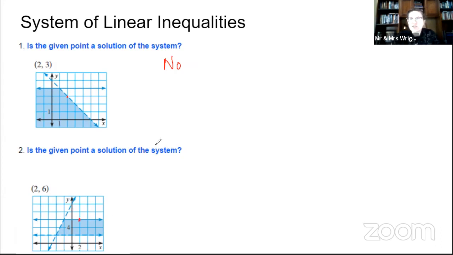Again, it's not in the shaded region. So we have to look at the line itself. In this case, the line is solid. And so our answer is yes, it is a solution to the system.